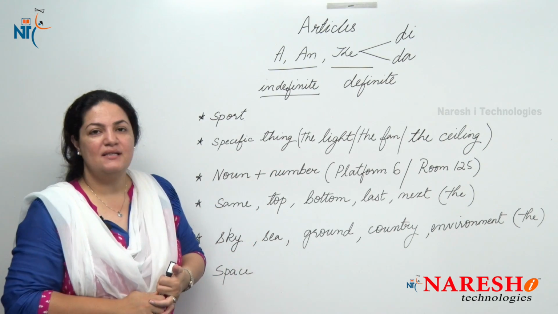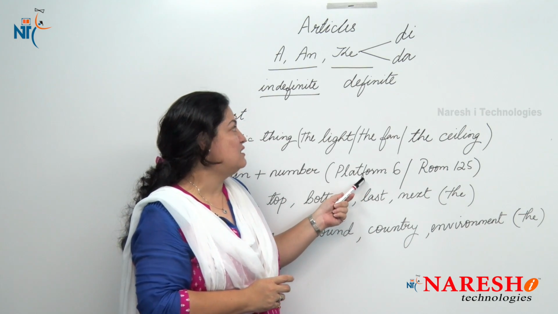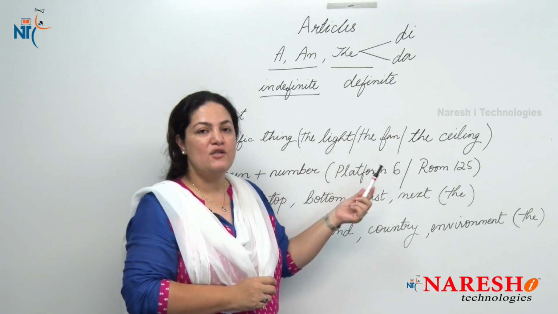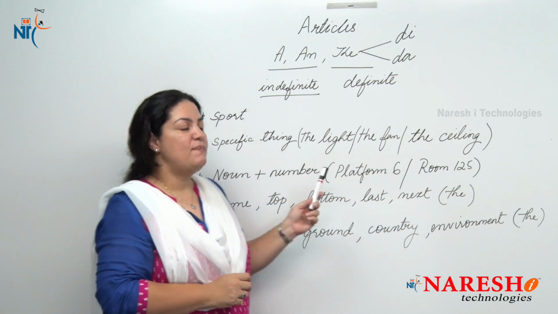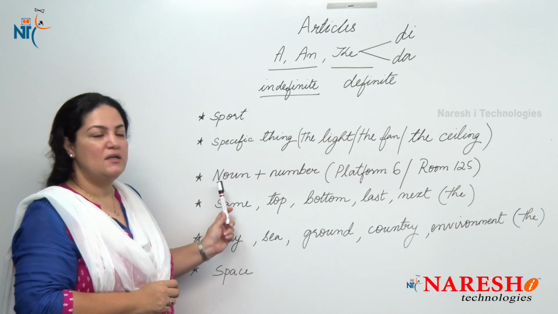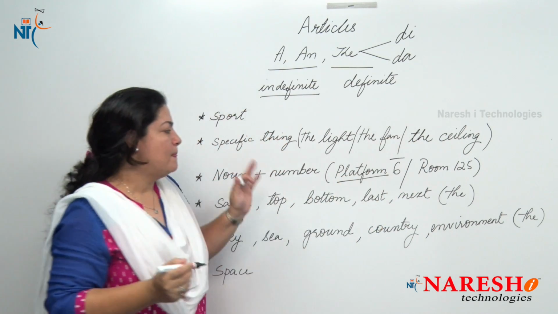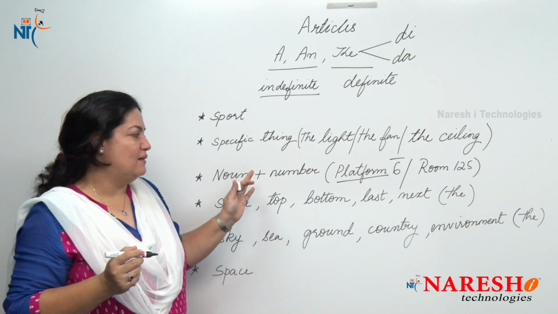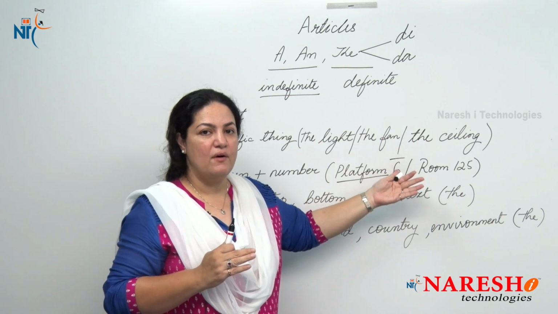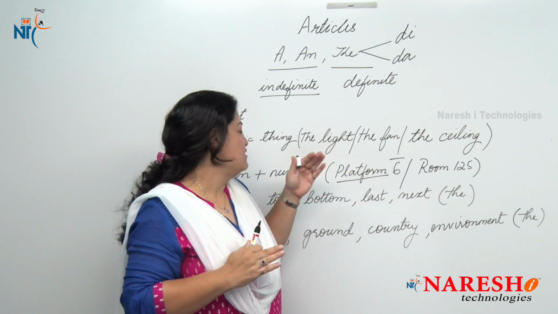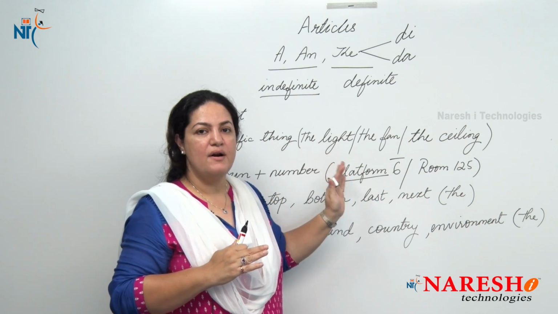Next is noun plus number. Now here again there is a confusion. We think, okay, we already know this is definite, this is specific, so why shouldn't we say the platform 6 or the room 125? But the specific rule here is whenever we are talking about noun plus number. So here this is the noun and this is the number. So here we will not use an article. Now if I say the train arrives on, I will not say the platform 6, I will say the train arrives on platform 6. So no article for noun plus number.